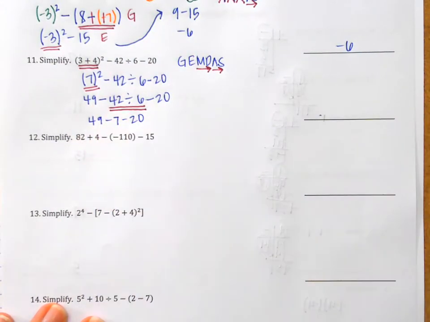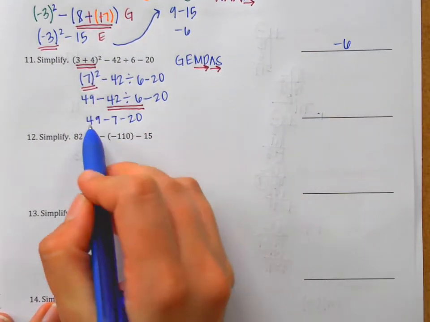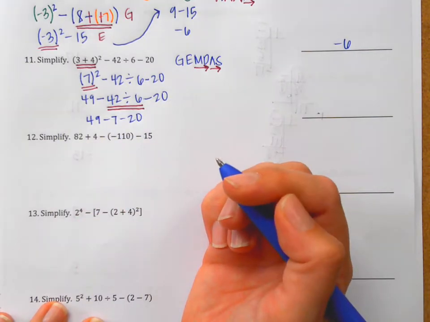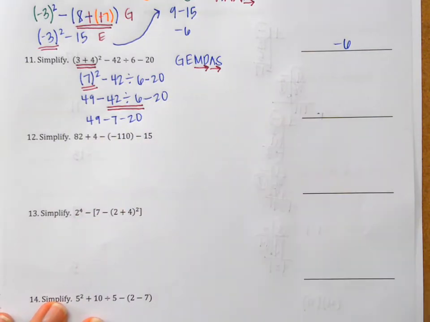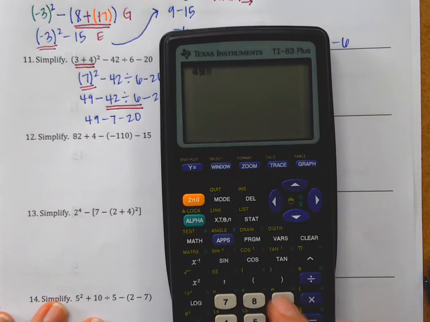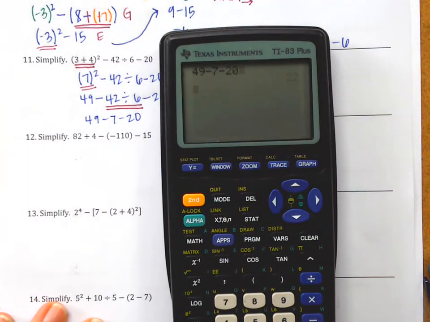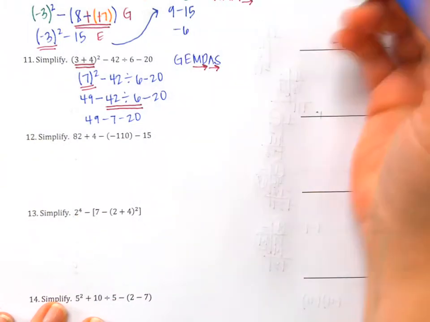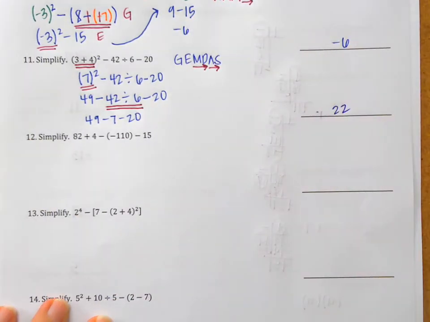And now I can just add and subtract from left to right. 49 minus 7 is 42. 42 minus 20 is 22. Or I can just put that entire thing in my calculator. 49 minus 7 minus 20 gets me 22. And that is your final answer.